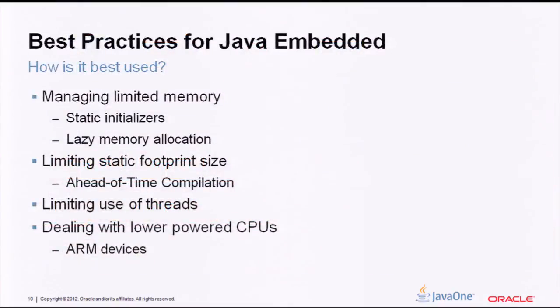And what are the best practices for Java Embedded? How is it best used? Well, the main concern you'll have when you're addressing these devices that I showed in the previous slide is that you want to manage your limited memory. So on these smartphones, feature phones, on these multifunction printers, you don't have the 4 gigabytes of RAM that you have on your desktop or even your laptop computer.